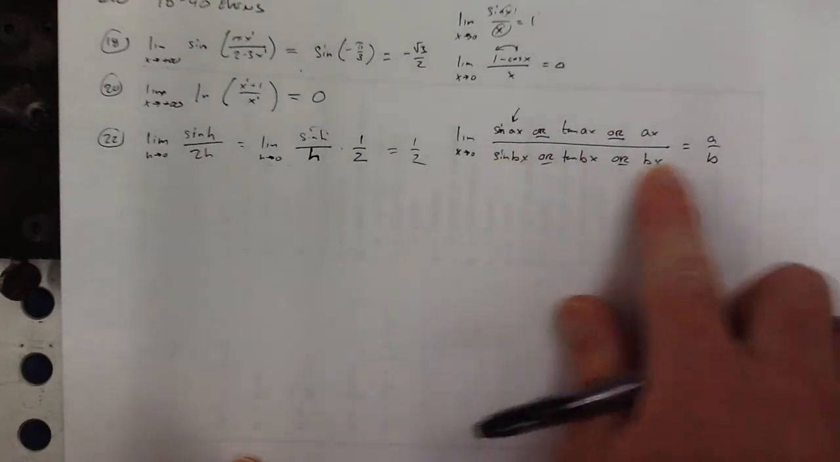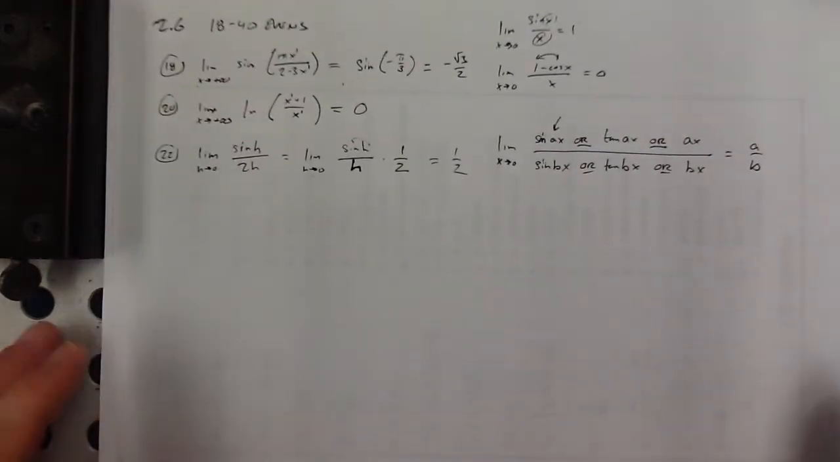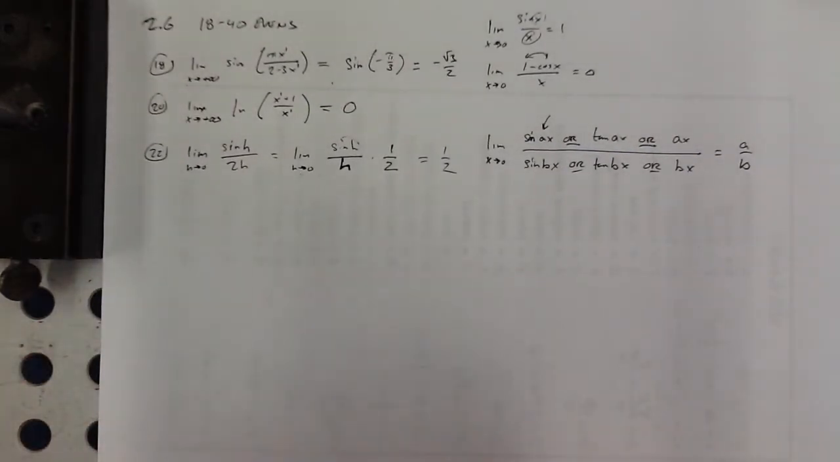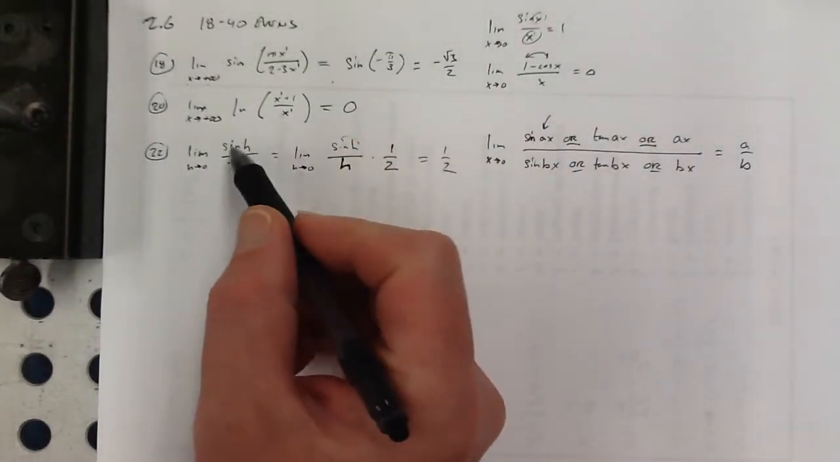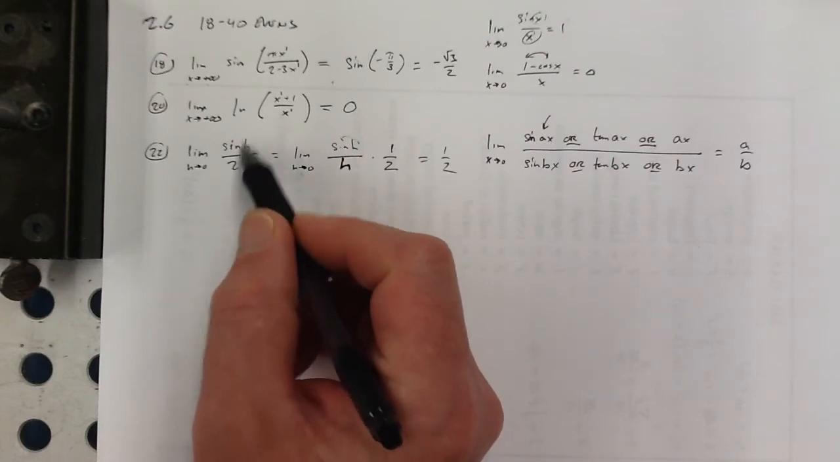I'm not sure if I said that exactly in the notes, but 'tis true, and I'd like you to be able to recognize that, and if you do recognize it, then I don't really think you need to do any work. Like if you see a problem like this, you're just like, oh, it's one of these ones, sine over h to the first, so it's just 1/2.